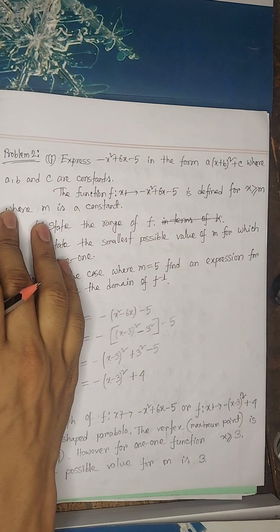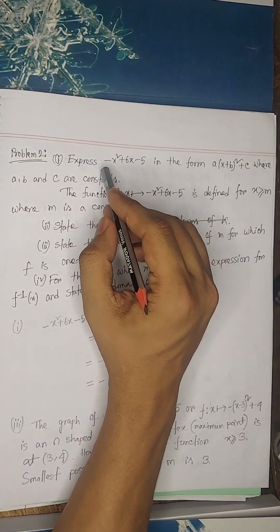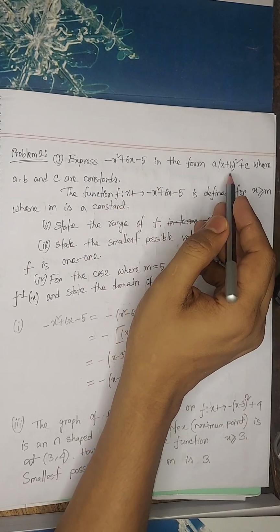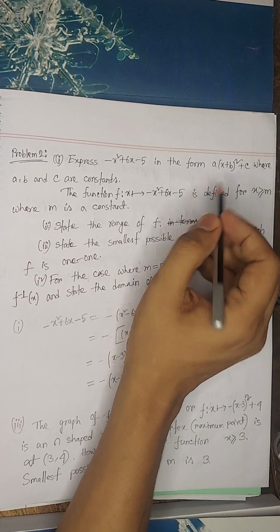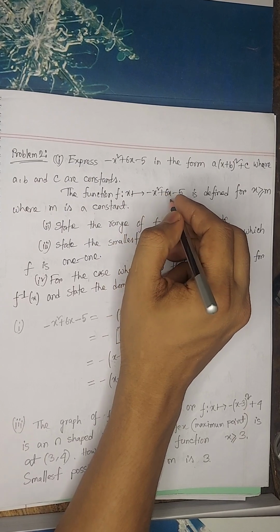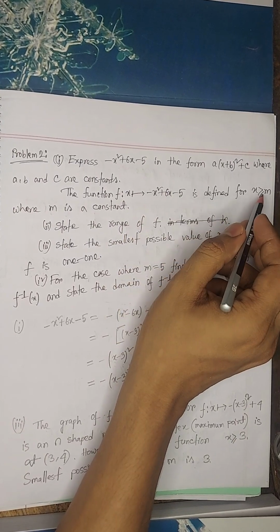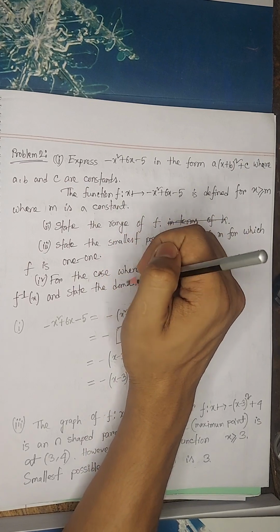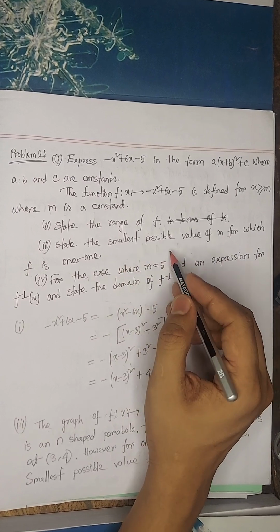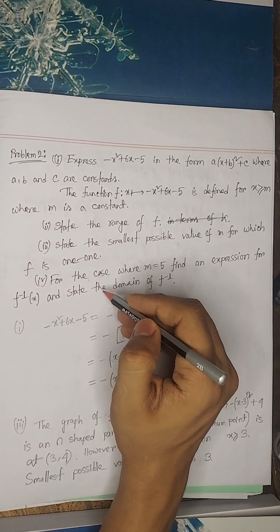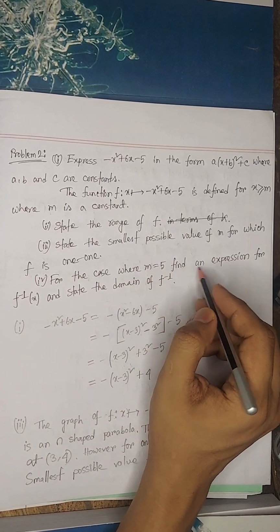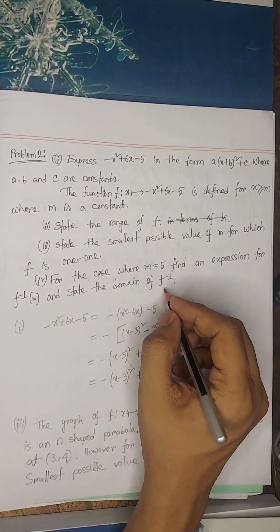Now problem 2. Here we have been asked to express minus x square plus 6x minus 5 in the form a times (x plus b) whole square plus c, where a, b, c are constants. Then the function f such that x maps to minus x square plus 6x minus 5 is defined for x greater than or equal to m, where m is a constant, and we have to state the range of f. Then we have to state the smallest possible value of m for which f is 1-1. Then in part 4, for the case of m equal to 5, find the expression for f inverse x and state the domain of f inverse.